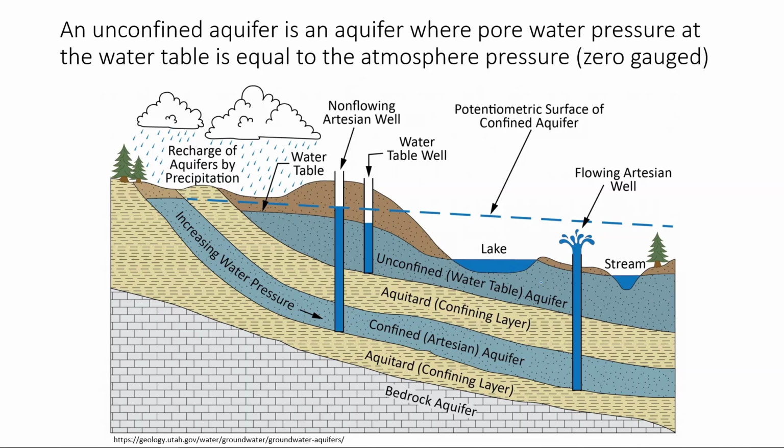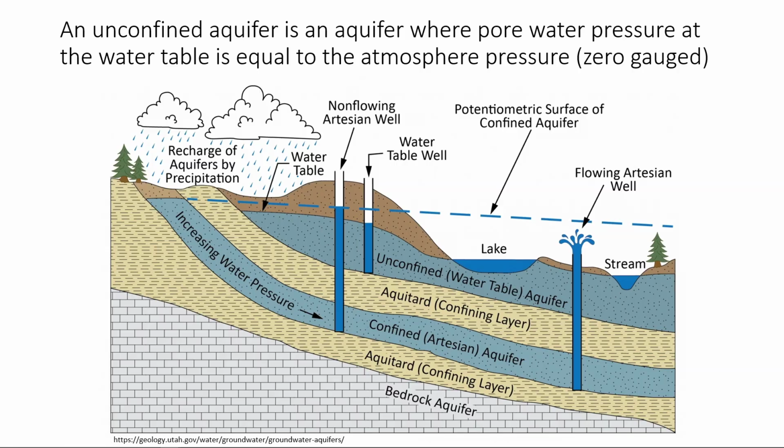This means that an unconfined aquifer is susceptible to pumping. Let's say I have this pumping well here and I start pumping, then the water level will go down. Let's say my neighbor has a small pumping well. It will become dry because the water table will drop. So this well here, for example, will become dry.